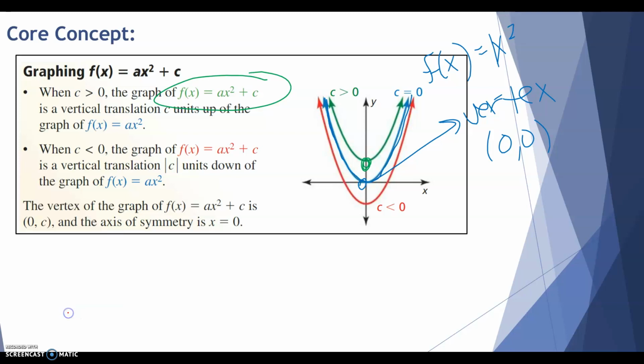Now, when c is a negative number, so if you look at here, when c is negative or obviously less than 0, then you're shifting down. So notice your parabola vertex went down.